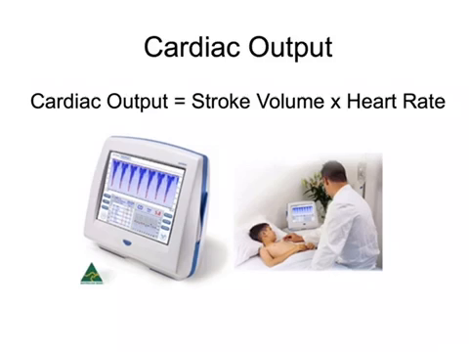Okay, so your cardiac volume is your stroke volume times your heart rate. Okay, now what does that mean? That means stroke volume is how much blood is coming out in one contraction. And then obviously your heart rate is how many beats per minute.